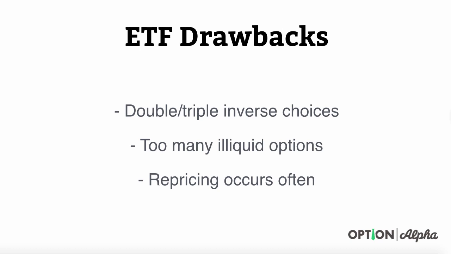In most cases, there's too many illiquid options. So like we said, the ones that are really popular have great liquidity, but the ones that are not so popular, because there's a lot of choices, don't have good liquidity at all.